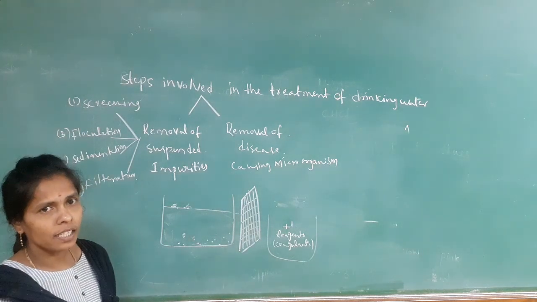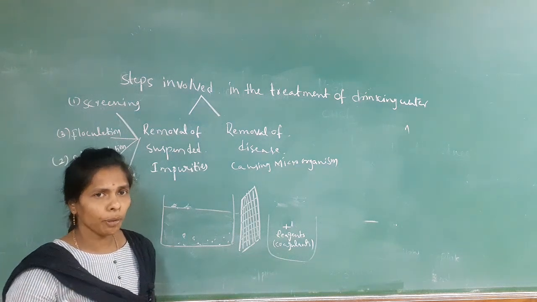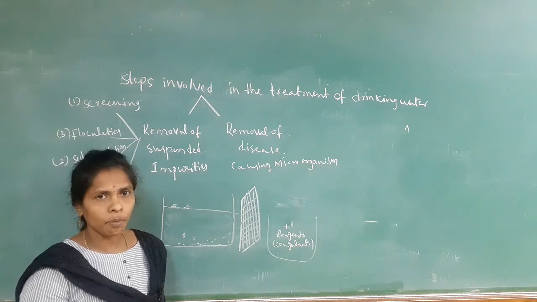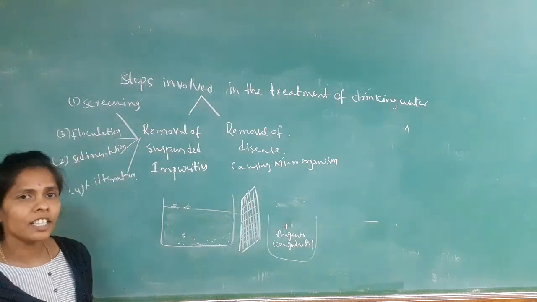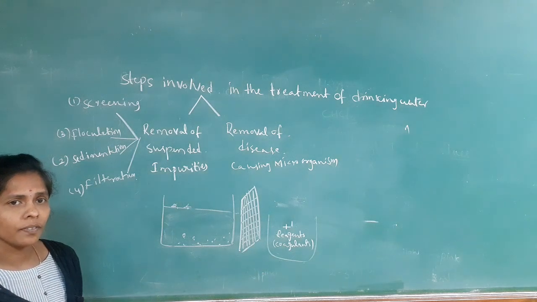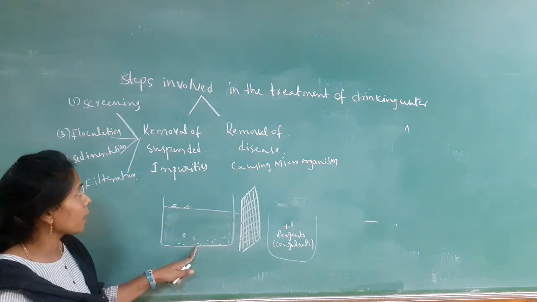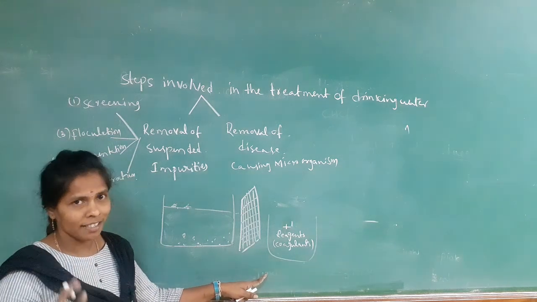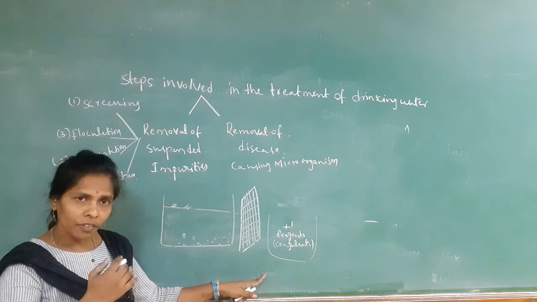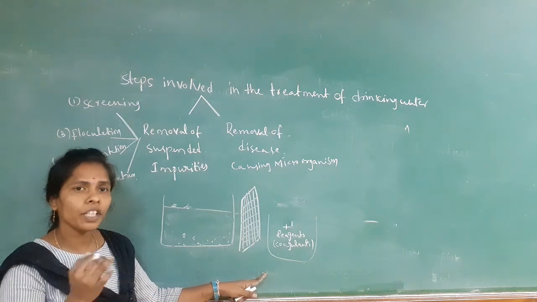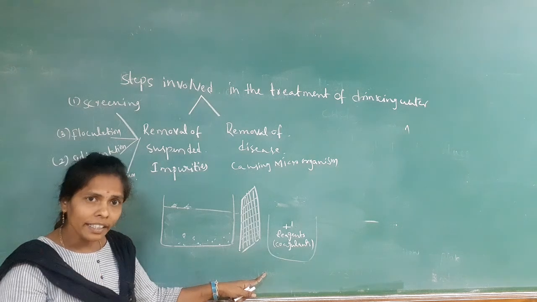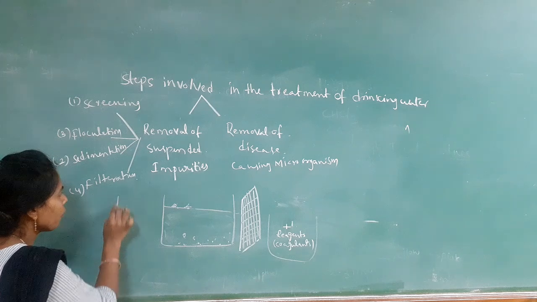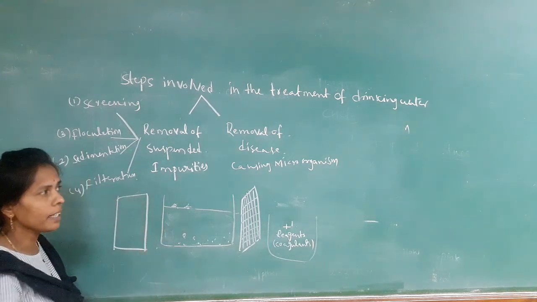In the filtration process, we can remove the remaining impurities and also remove the color. Initially the water is free from the floating impurities, high density impurities and medium density impurities. After this, the collected water is passed through the filter beds. This is the filter bed. Assume this is the filter bed.